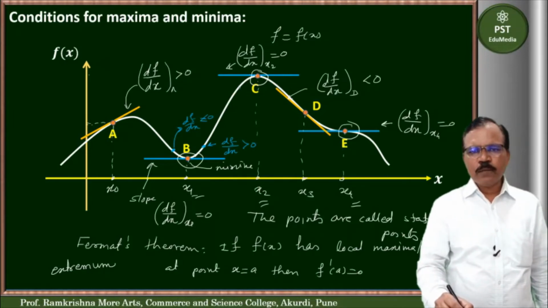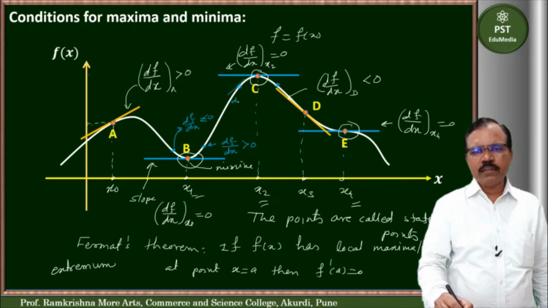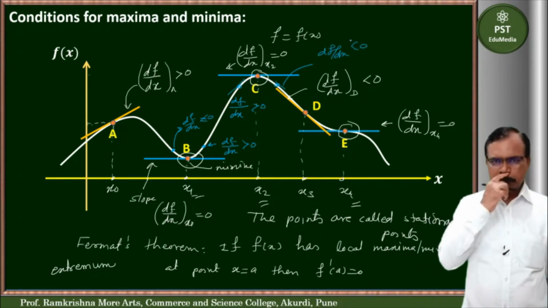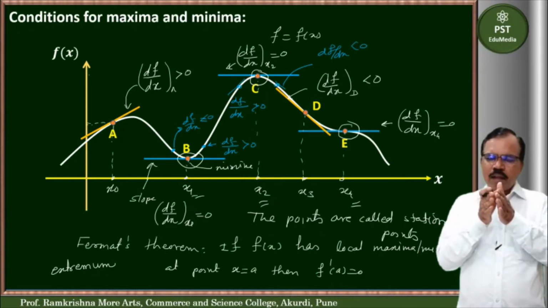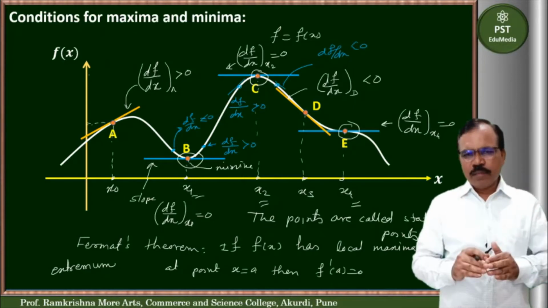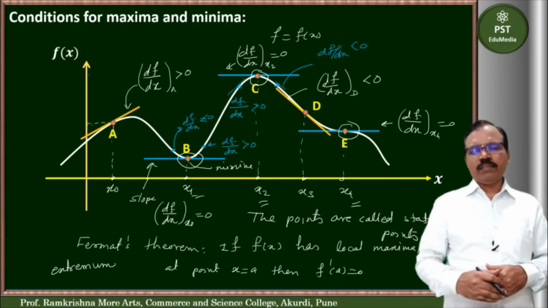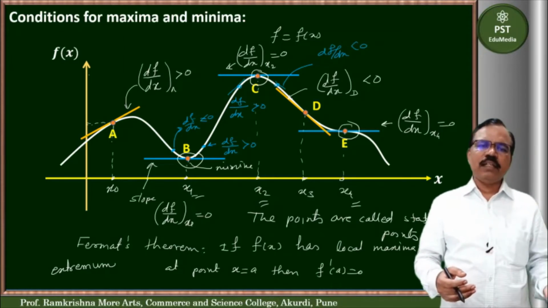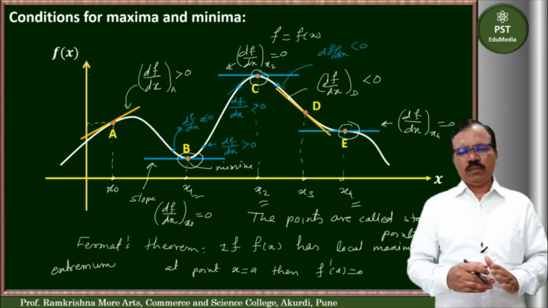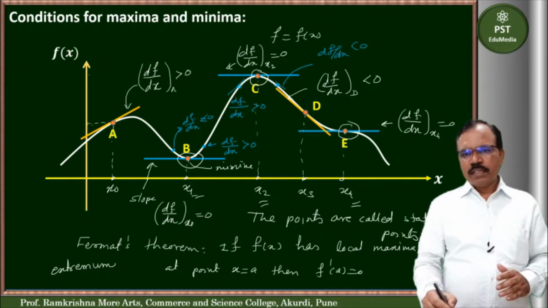Here also, if we take two points about C and draw tangents, you will get df by dx greater than 0 at one point, and at the other point df by dx is less than 0. So about a maxima or a minima, on one side df by dx will be greater than 0, and on the other side df by dx will be less than 0, meaning positive and negative. But let us see this point E.